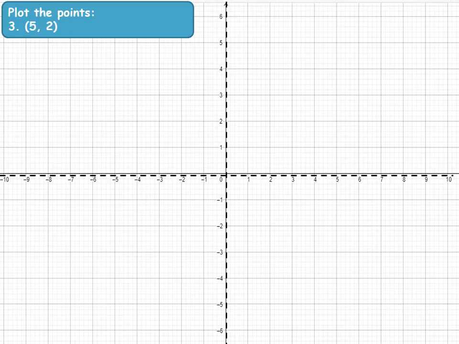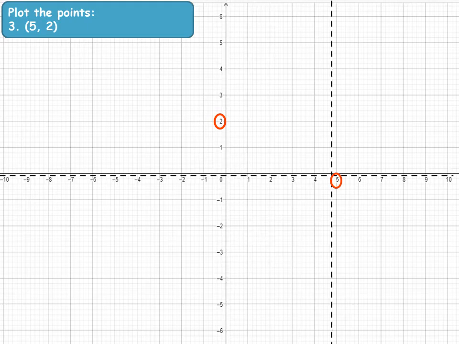Plot the points. This is number 3. Plot the points 5, 2. All right. The first number in the coordinate represents our x value. So let us identify 5 on the x-axis. There we go. The second number in the pair of coordinates is found on the y-axis. So let us identify 2 on the y. Good. Then let us see if we can trace an imaginary line to see where the 2 points would meet. You start tracing to see where the 2 points would meet.